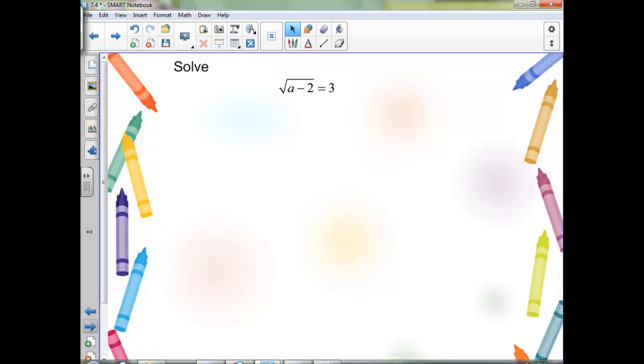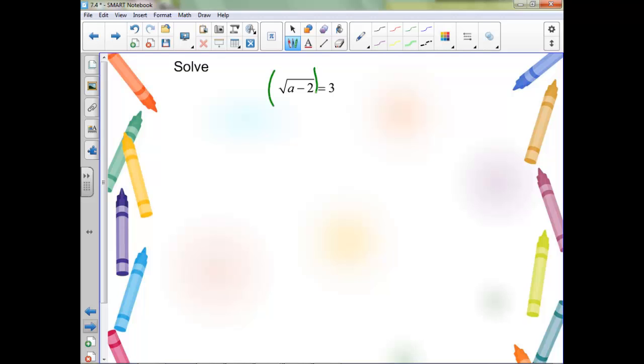We're going to use this to get rid of our roots. So what power can we raise both sides to so that we no longer have a root on that left side? Well, we can square both sides. But remember, we got to do it to both sides. So when we square on this left, the squared and the square root cancel. 3 squared is 9.